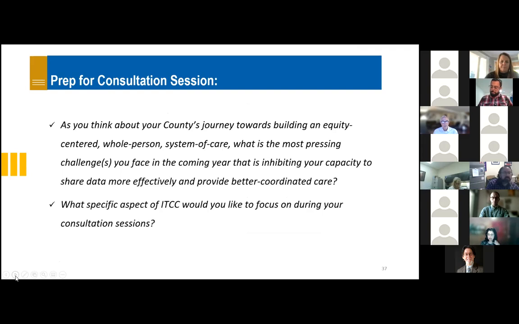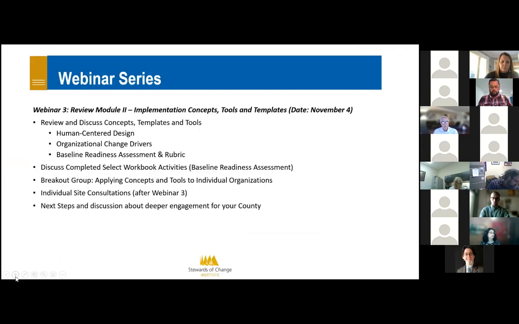And this is just some thinking about the consultation session. As you think about your journey forward, what's most important to you, and if there are any specific aspects of ITCC that you'd like to focus on during your consultation session, it's good to get that thinking about now. Over the next couple of weeks, maybe there's a consensus around that.